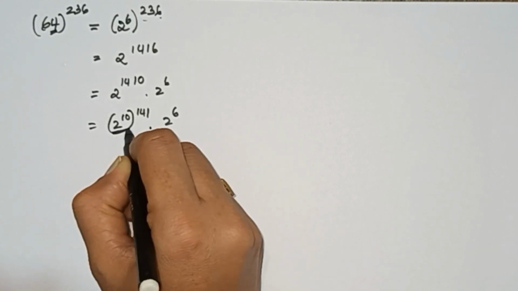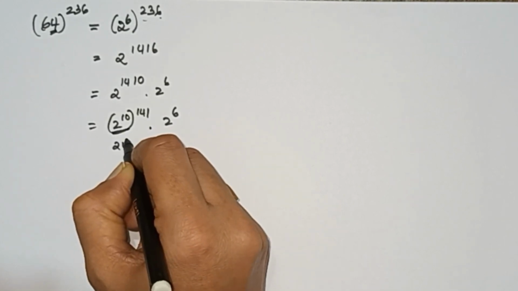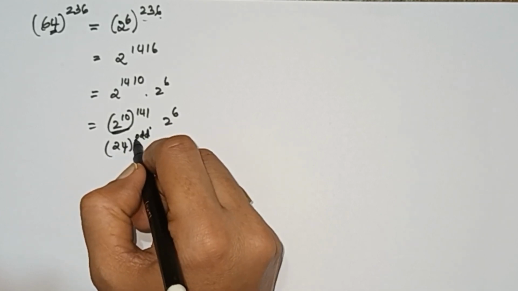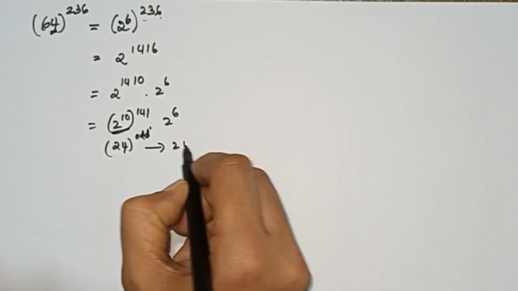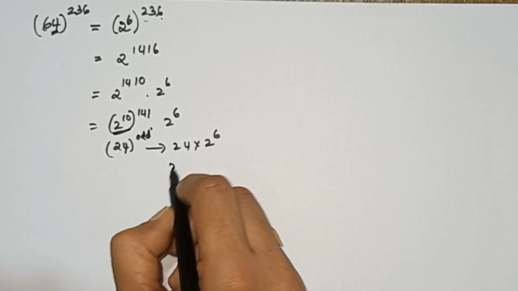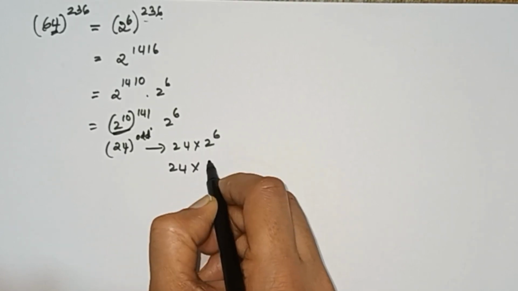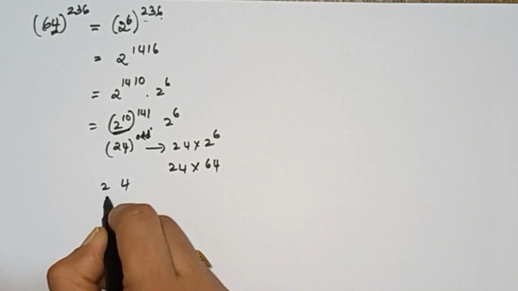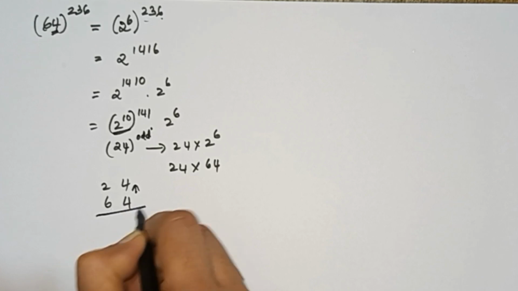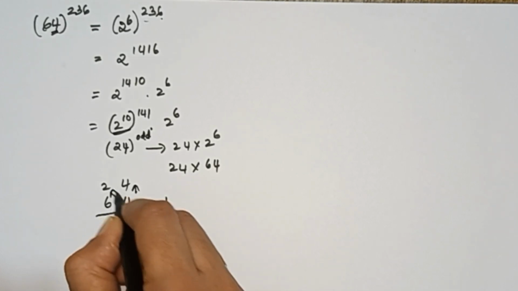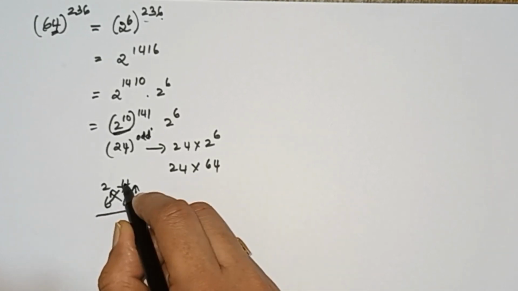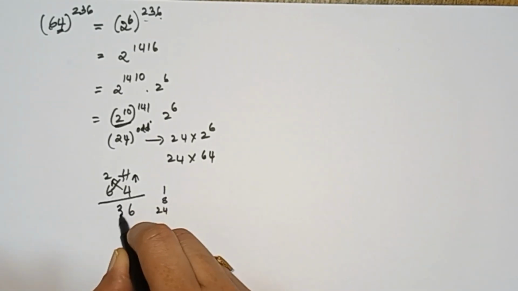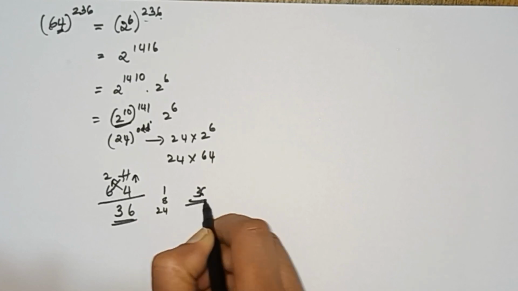2 to the power 10 ends in 24. 24 to the power, this value is odd now. So 24 to the power odd ends in 24. Therefore 24 into 2 to the power 6. 2 to the power 6 value is 64. We have to multiply these two to get the last two digits. So 24, 64. 4 fours are 16. 1 is the carry. Then 4 twos are 8. 6 fours are 24. So 32 plus 1, this is 33. So the last two digits are 3 and 6.